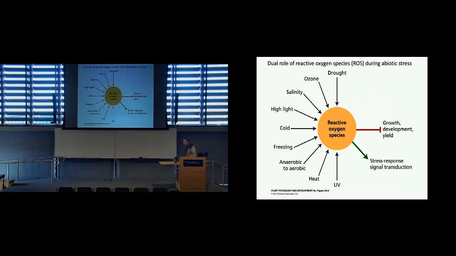This is from a textbook, and I'm happy to see that the latest edition is Plant Physiology and Development. And these authors, who incidentally are all retired professors, have finally come to the realization that structure is important as well as function, and that the two are intertwined. So these are all the stressors that can cause reactive oxygen species, and they stop growth, development, and yield, and lead to stress responses.